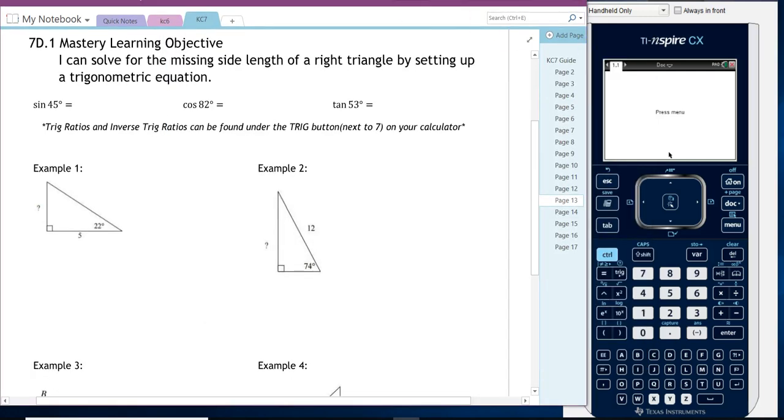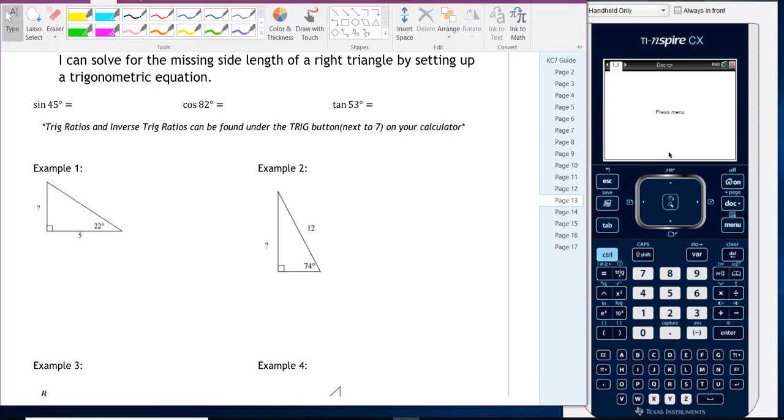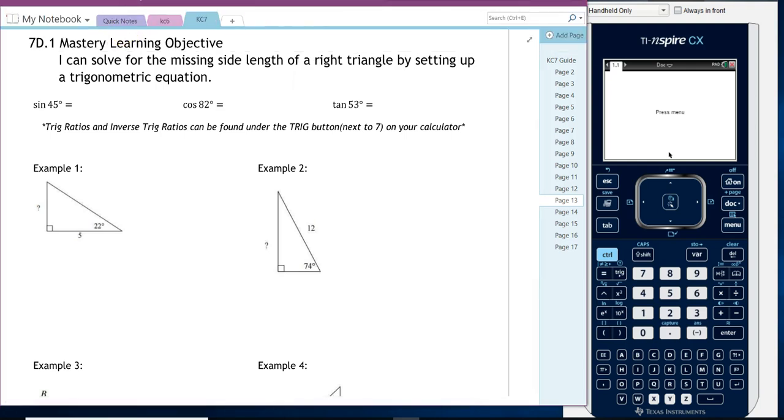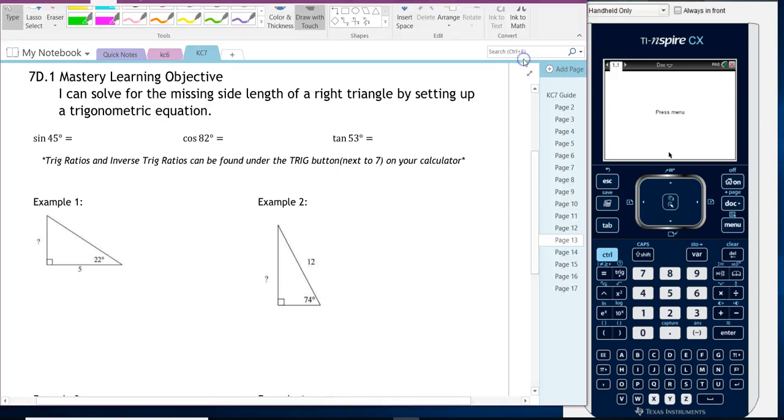Hey guys, in this video we're going to be starting 7D.1. Our mastery learning objective is I can solve for the missing side lengths of a right triangle by setting up a trigonometric equation. So one thing that we need to do before we even get started here is to make sure that your calculator is in the right mode.